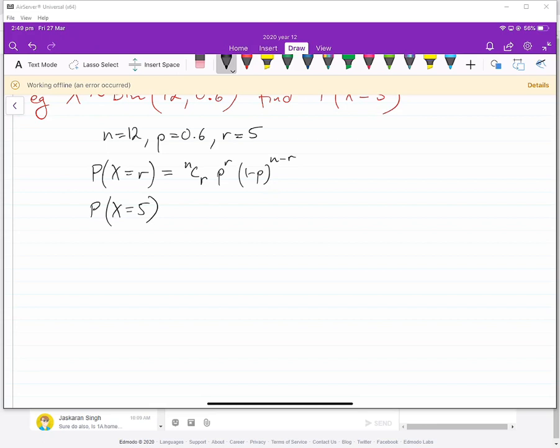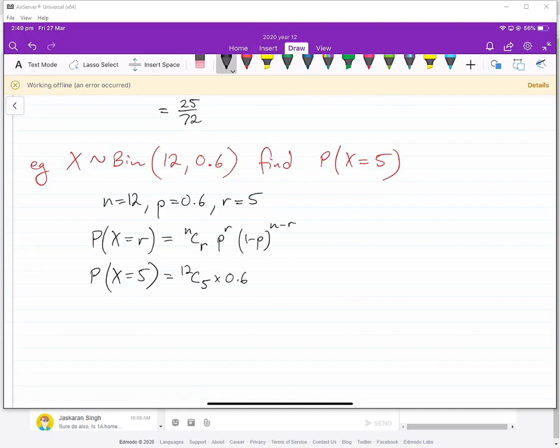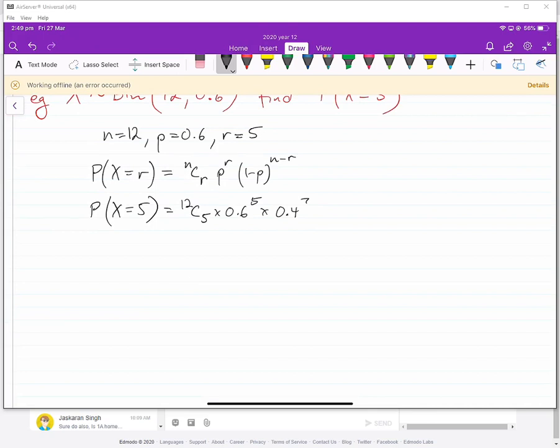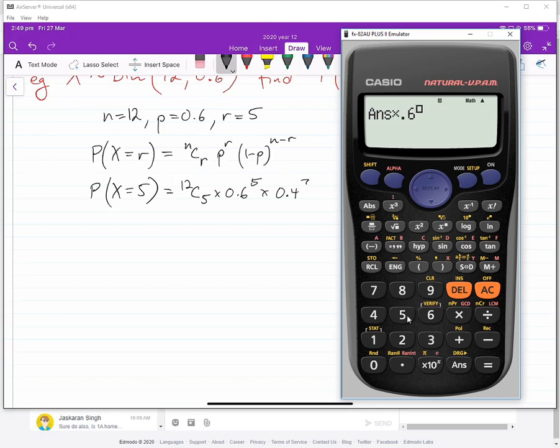and then we'll say probability that x equals 5 is equal to 12 choose 5, okay, by 0.6 to the power of 5 by 0.4 to the power of 12 minus 5, which is 7. Okay, so this is telling you that you could do 12C5 on your calculator. There's 792 different ways you can do that, and each of those ways has this chance of occurring. So I will just put that in our calculator. So 12C5, whatever that is, 792, times 0.6 to the power of 5, and times 0.4 to the power of 7. Okay, so that is our probability.